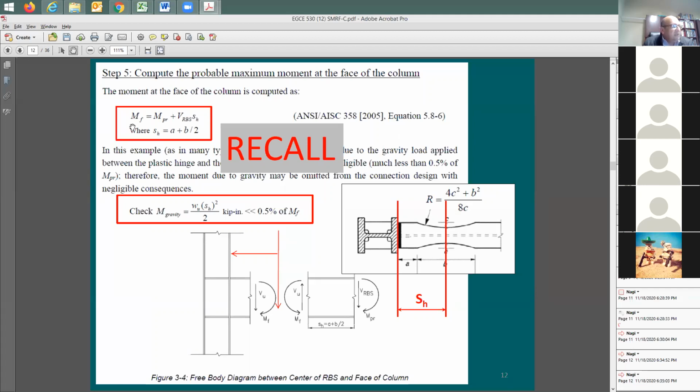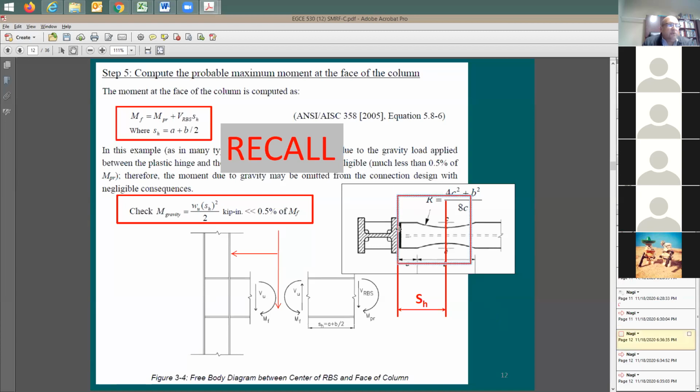Because if this is not true, if this moment at the face is lower than the capacity of the beam, it means the hinge is going to be forming here. So we want to be sure that we are controlling the hinge location. How do we do this? We make sure that this is going to be hinging first before this location. Because if this and this are hinging at the same time, the plastic hinge is going to be right here. So we'd like the plastic hinge to be controlled only in this location.